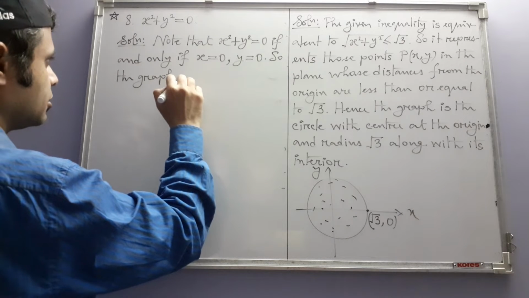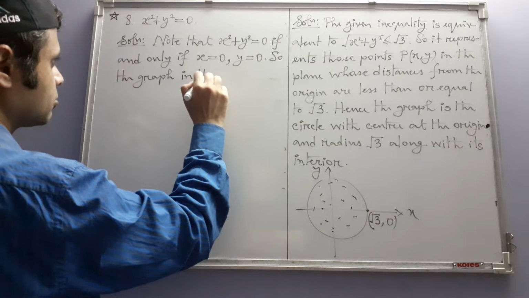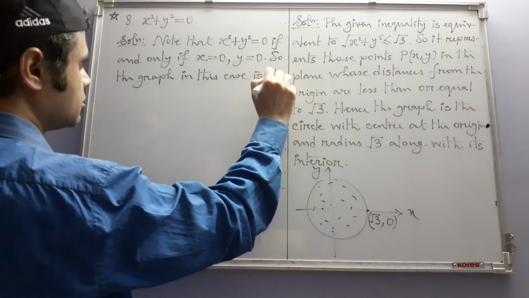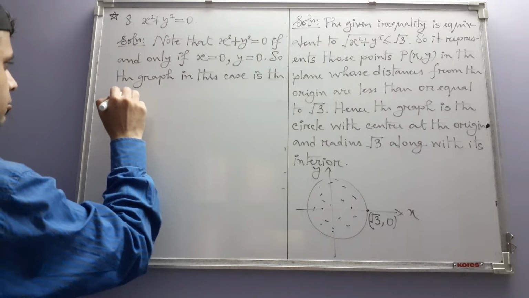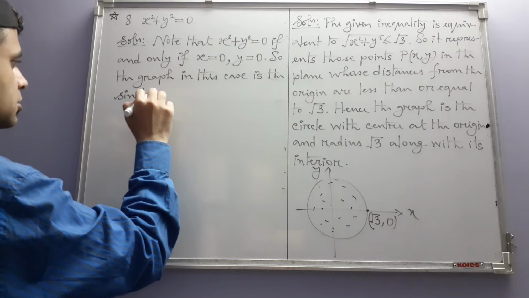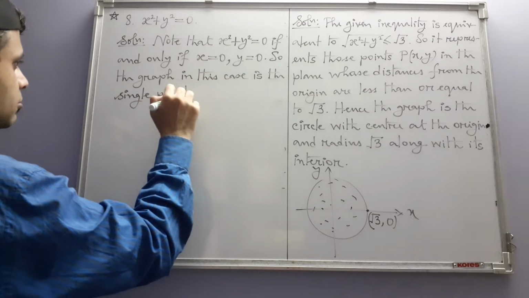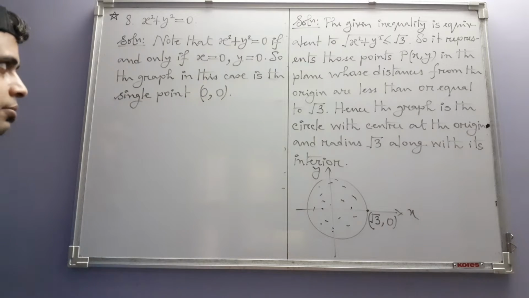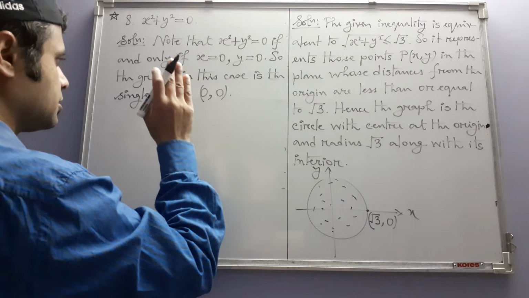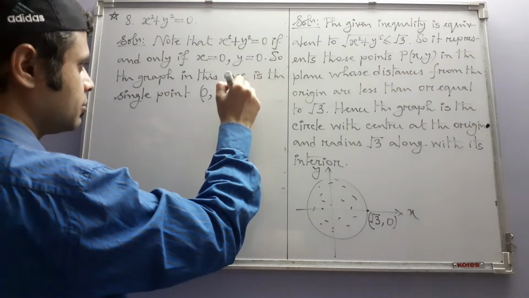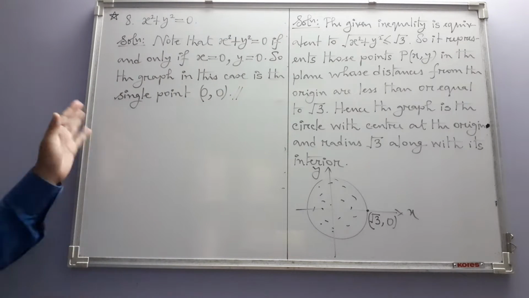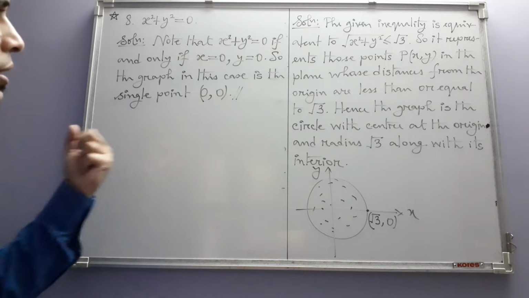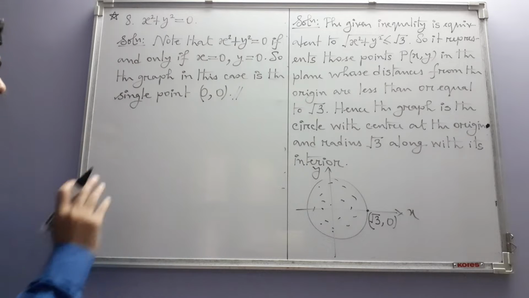So the graph in this case is a single point, that is the origin. For this equation, this is the only point in the plane that satisfies the equation. So it's a rather peculiar case, but nevertheless a case in which there is only one point in the graph.